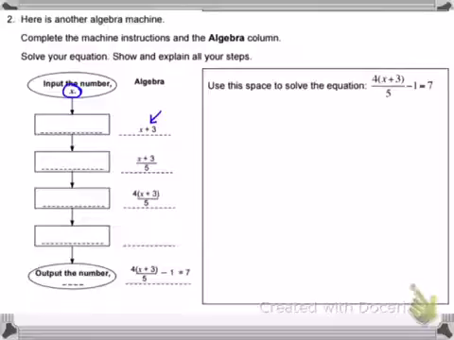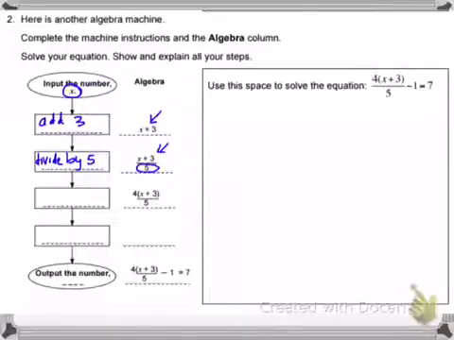So what that means is that my first step was to add 3. All right, let's look at my second step. After I added 3, I then divided by 5. So in here, I'm going to write divide by 5. Okay, let's see what happened next.